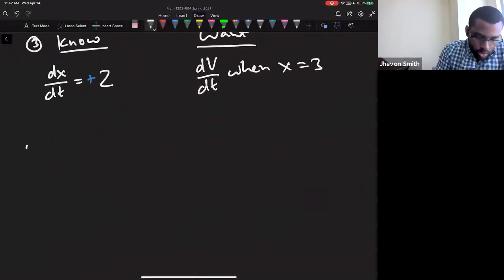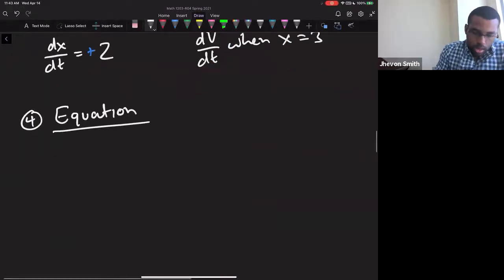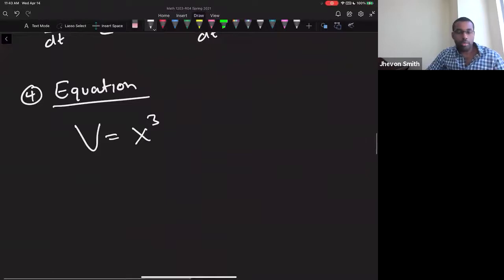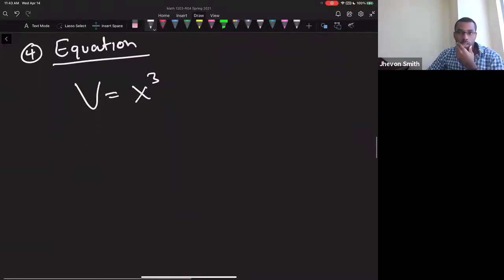So now we're at step 4. We're going to come up with the equation. V equals x cubed, right? So for a prism, area of the base times the height, x times x times x, length times width times height. Hopefully you guys remember that. You need to remember your 2D geometry formulas from high school. So that's our V.